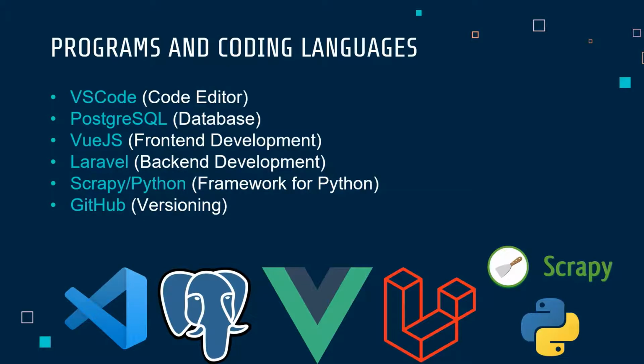I use Python, which is an interpreted high-level general purpose programming language. Python, I mainly use it for the web scraping. I use Scrapy, which is a free and open source web crawling framework written in Python. Originally, it was designed for web scraping, but you can also use it to extract data using APIs or as a general purpose web crawler.